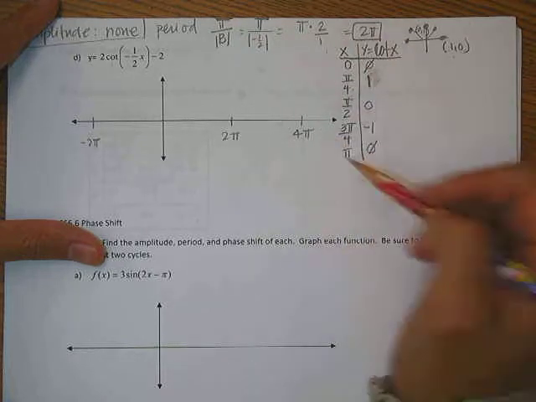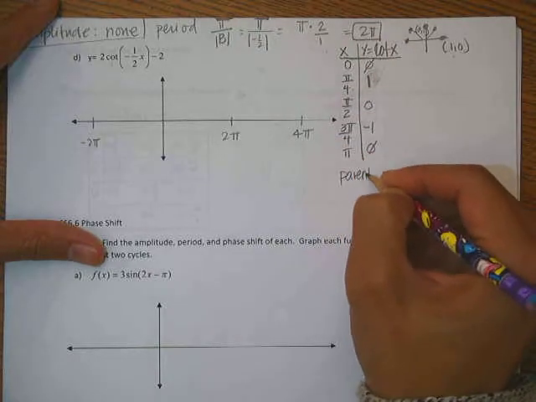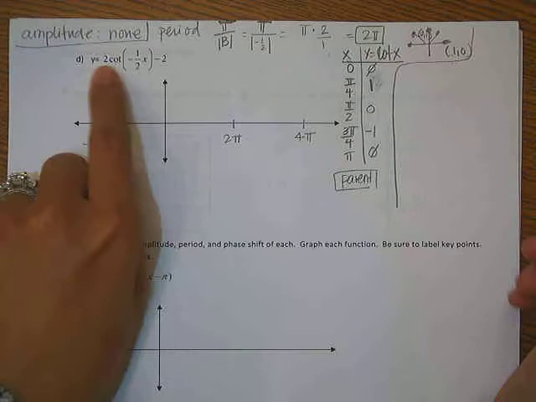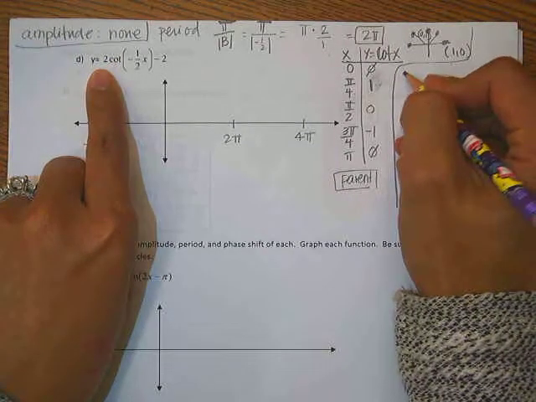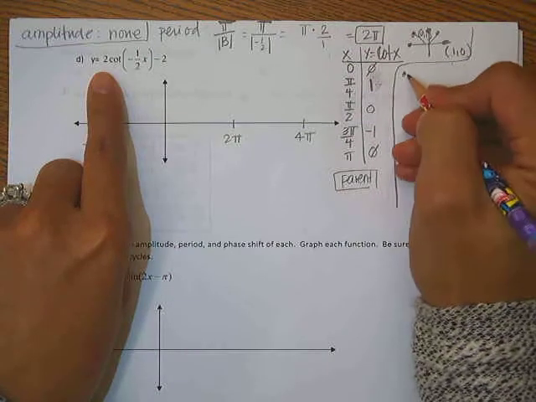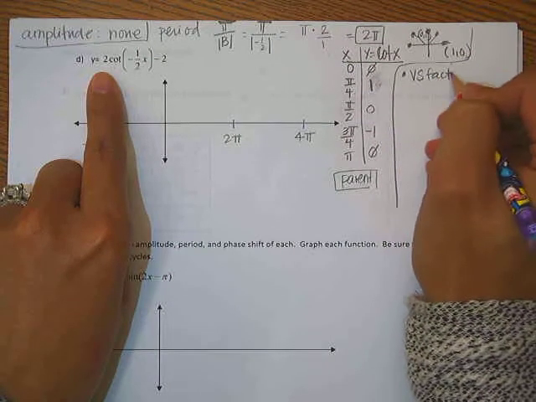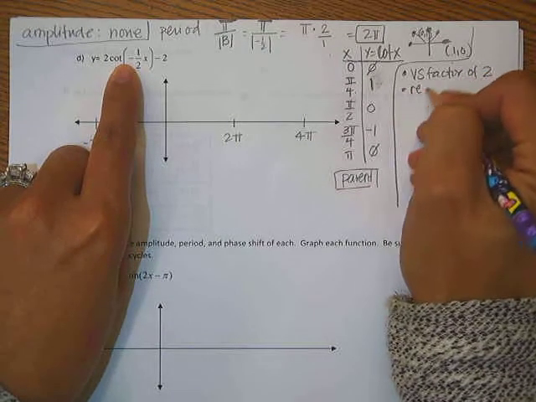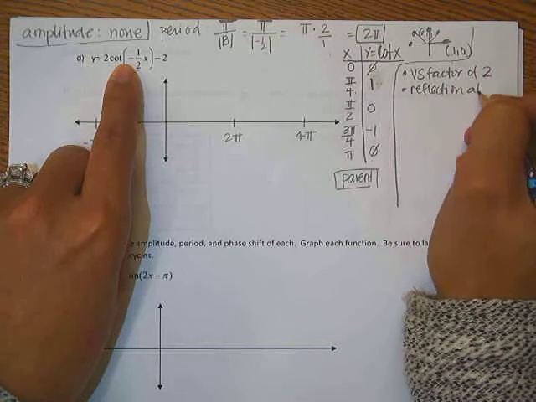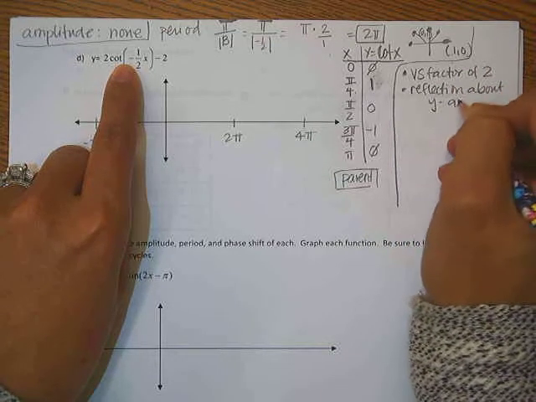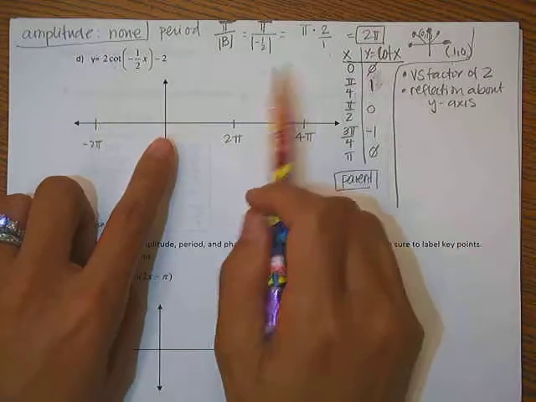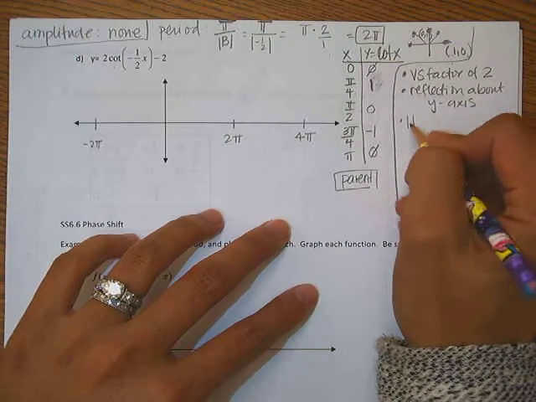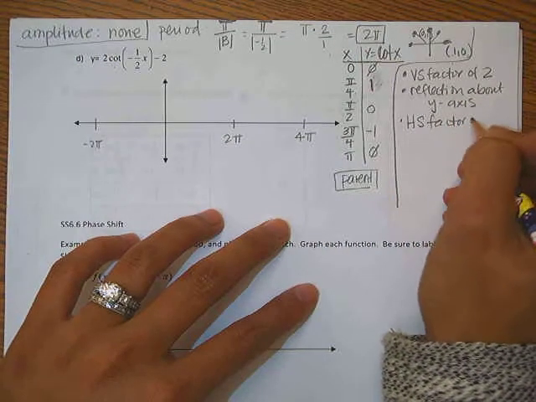Okay, so this is the parent. These are the inputs and outputs for your parent. Okay, now let's talk about all the transformations that we have to do. Your transformations, I'm always going to go from left to right. The first one is going to be a vertical stretch factor of 2. This minus sign right here is going to be a reflection about the y-axis. Okay, this 1/2, notice how when we divided pi by 1/2, it made it larger, so it's actually a horizontal stretch factor of 2 as well.